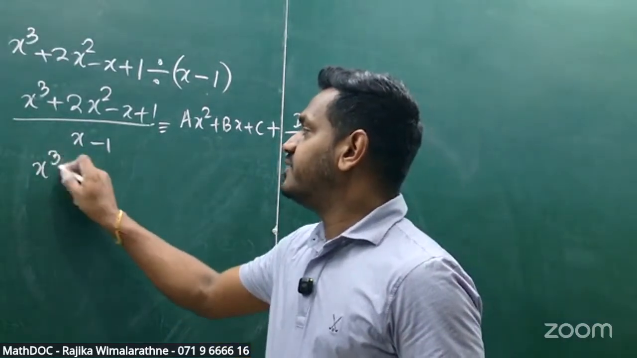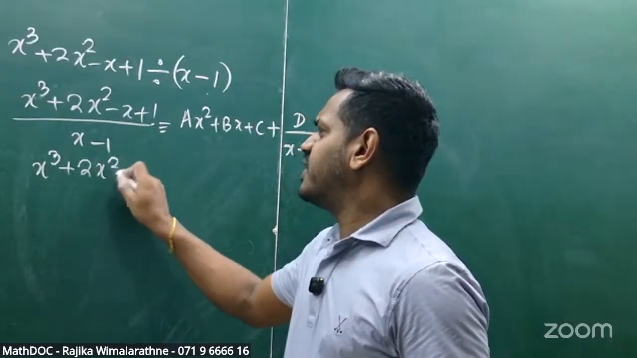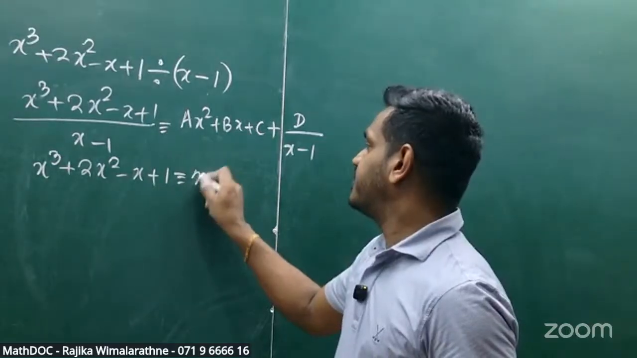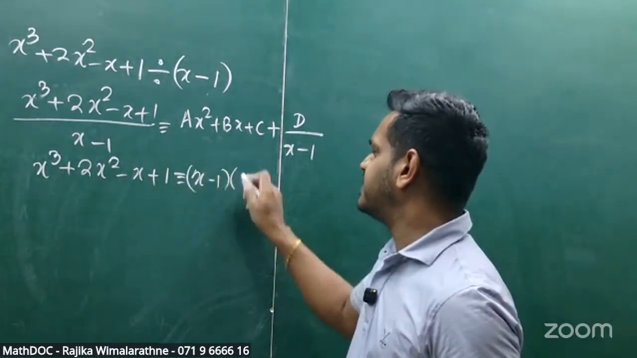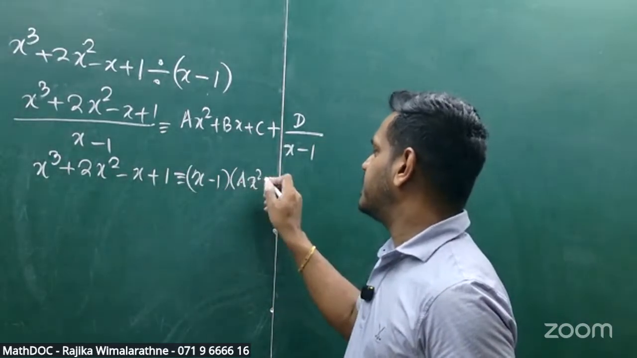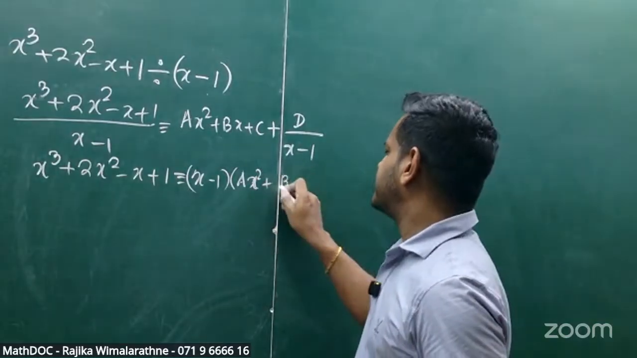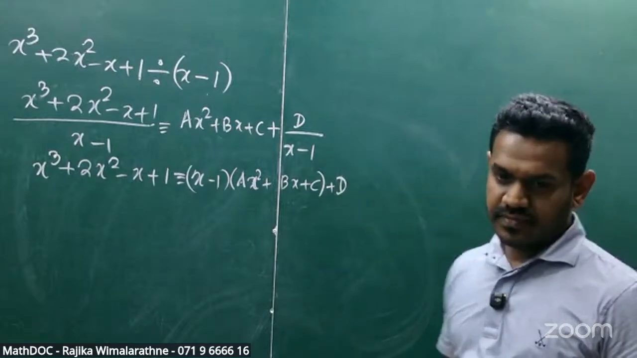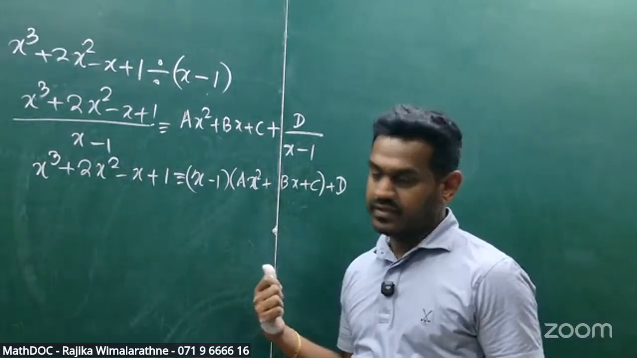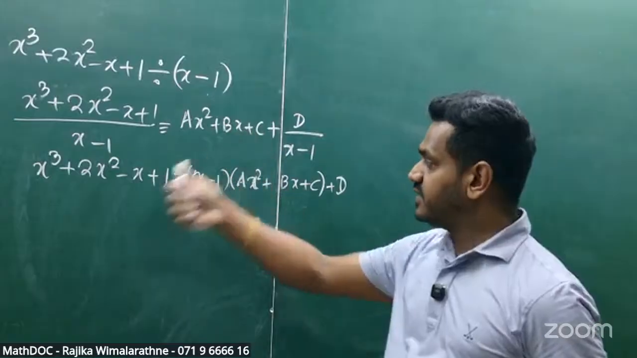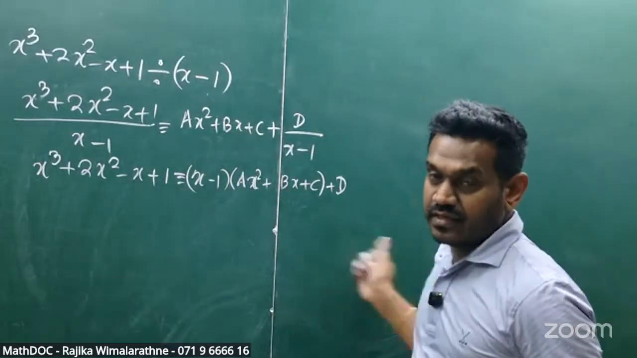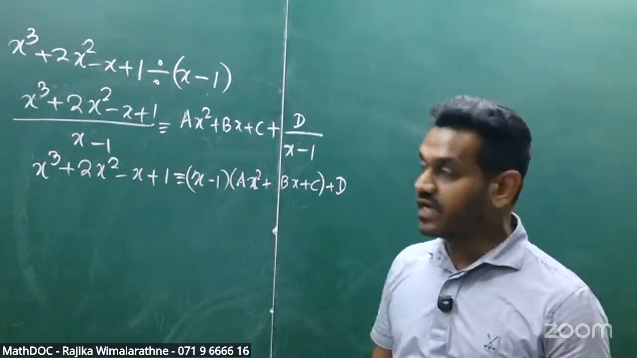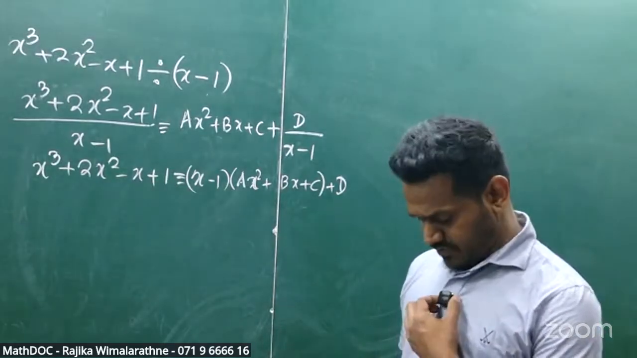Then x cubed plus 2x squared minus x plus 1. Then cross multiply by x minus 1 times ax squared plus bx plus c, plus d. Okay, that is our identity now. So you multiply by x minus 1, then you can get the identity. Then by the previous technique, we can find solutions. Now we can find the a, b, c, d values.